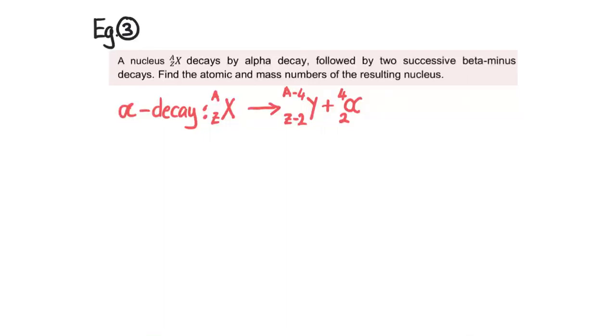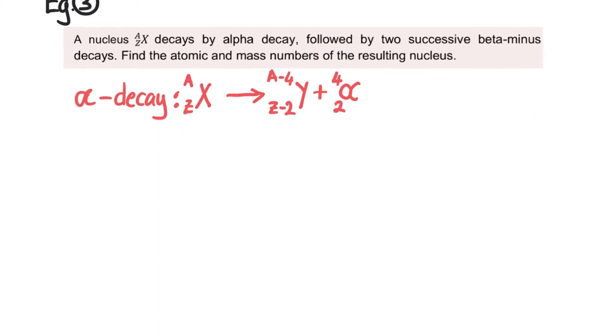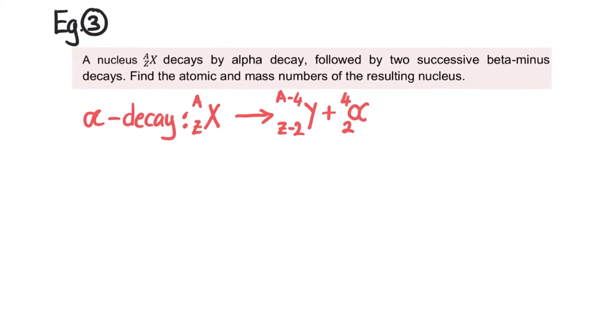So welcome to this video lesson, and we're going to start off by looking at the solutions to the homework problems that I assigned for you to do. So the first one was where we were asked to do the following. It said a nucleus X with mass number A and atomic number Z decays by alpha decay, followed by two successive beta minus decays. Find the atomic and mass numbers of the resulting nucleus.